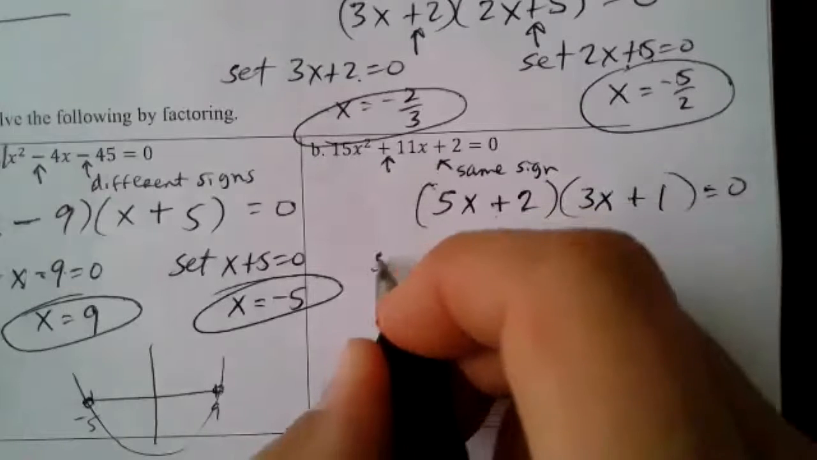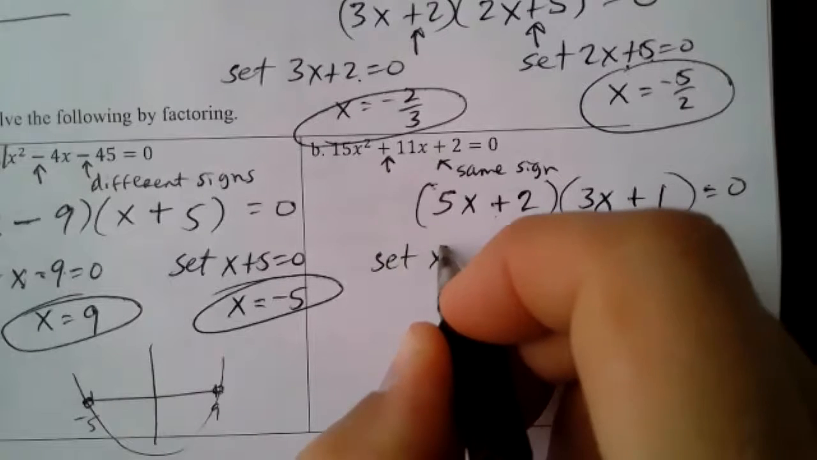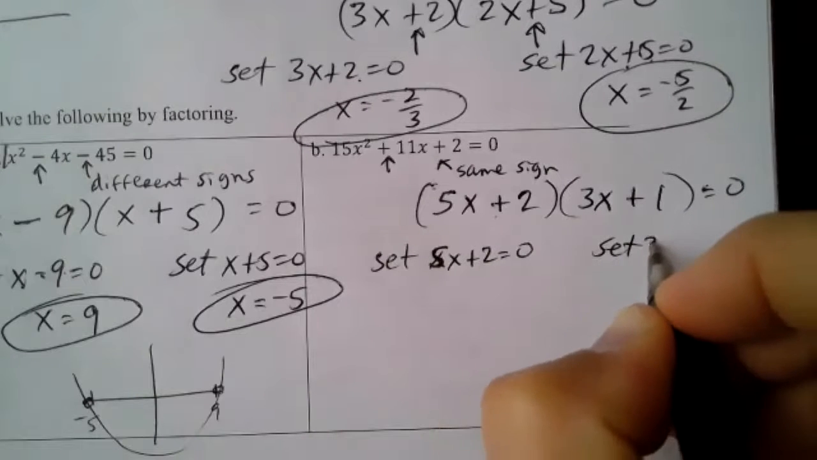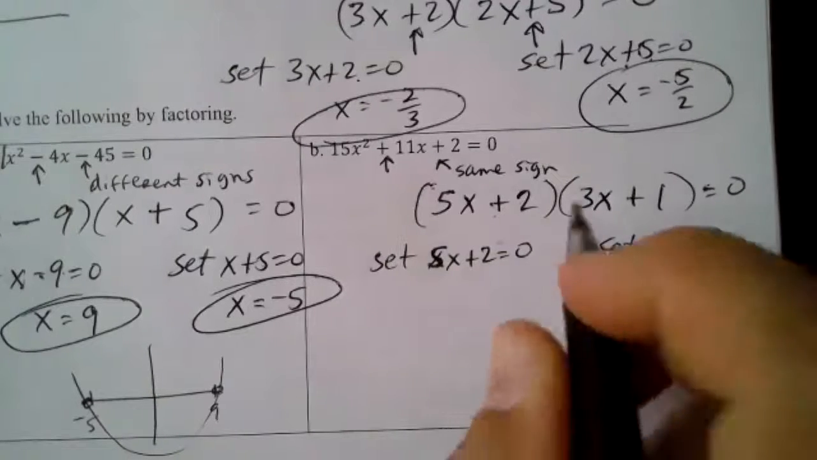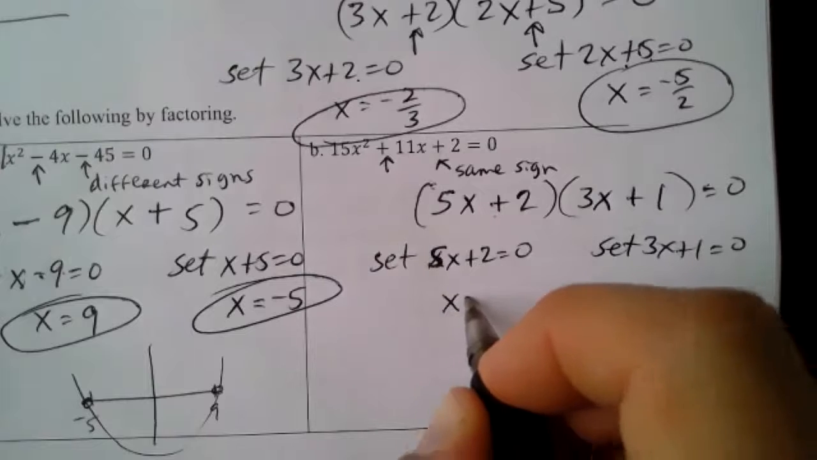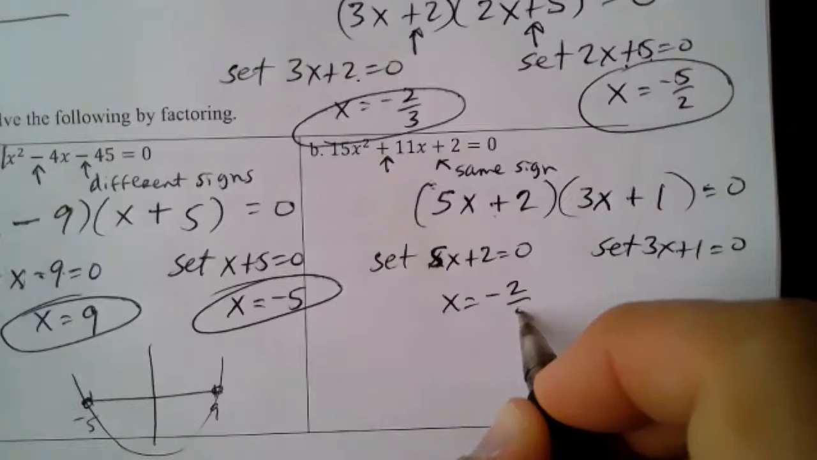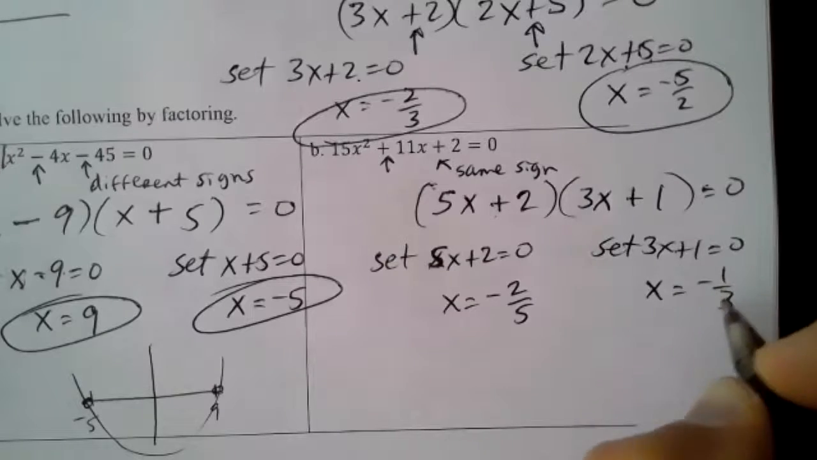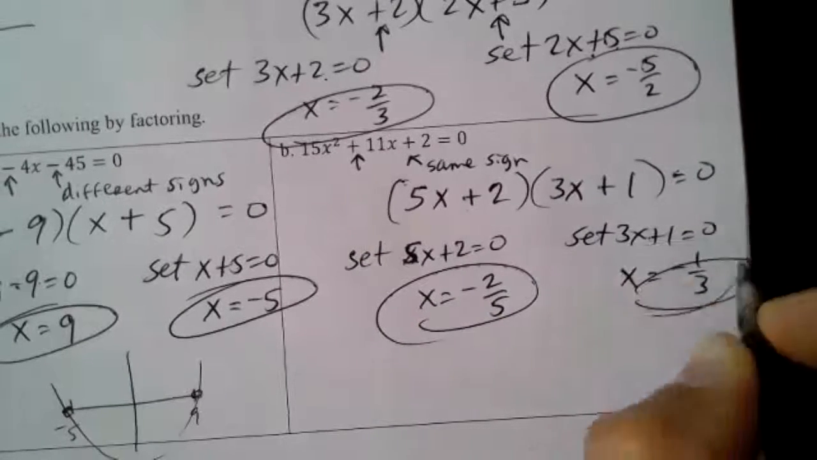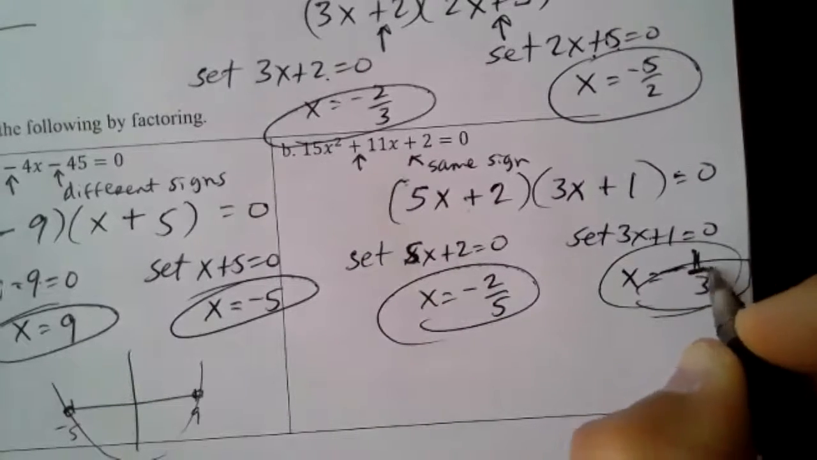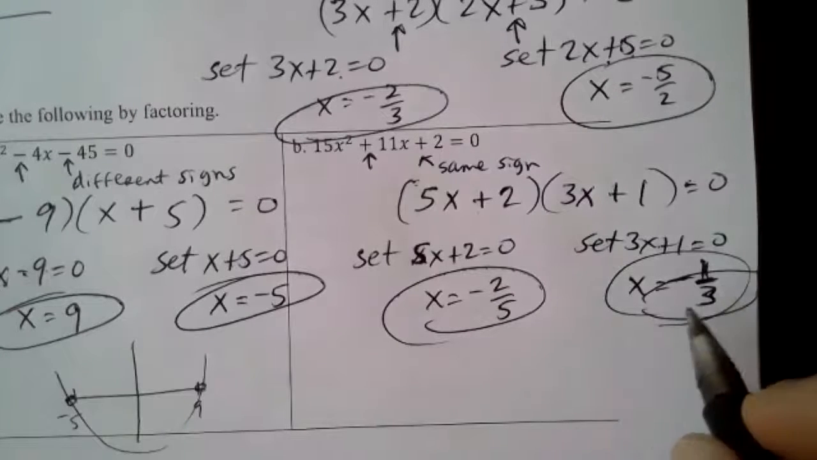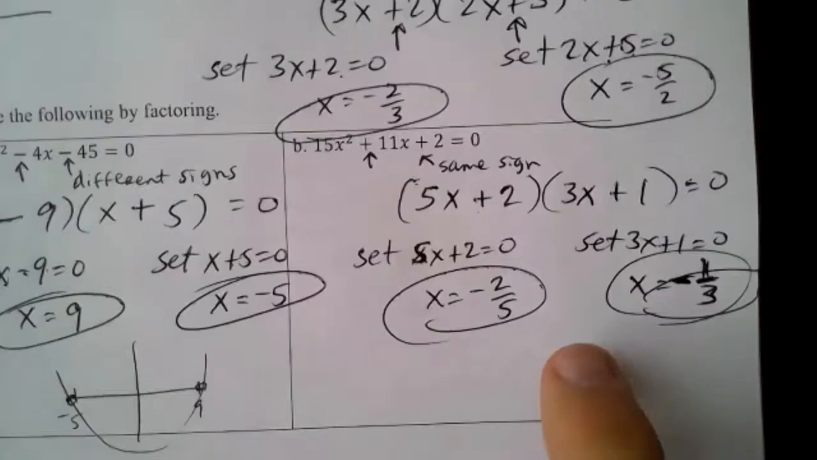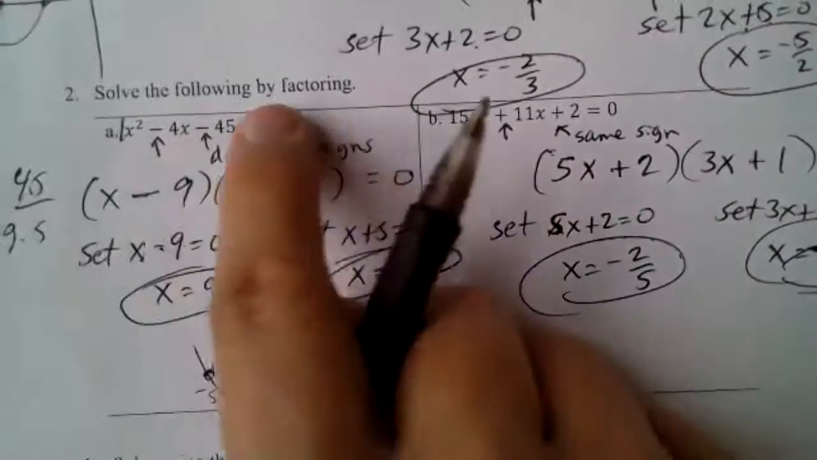So now we're going to go through the steps. Set 5x plus 2 equal to 0, and then set 3x plus 1 equal to 0. When we solve this out, we get x equals negative 2 over 5. And in this one right here, we get x equals negative 1 over 3. And so there's my two answers. Okay, so we're done with that. We did those two right there by factoring.